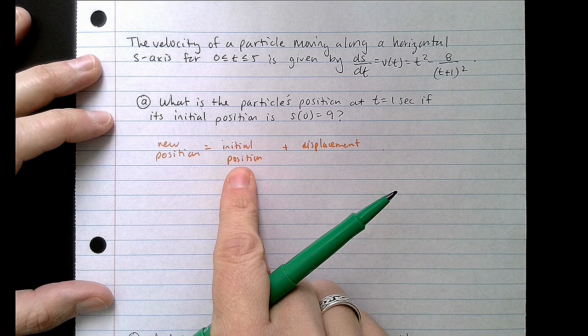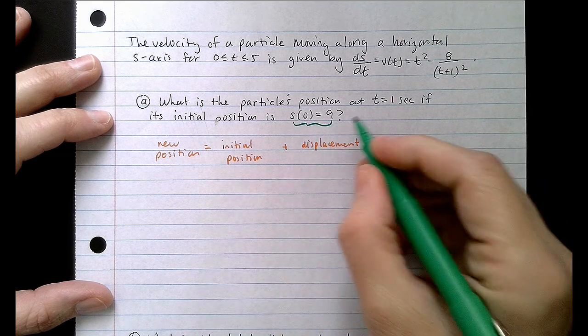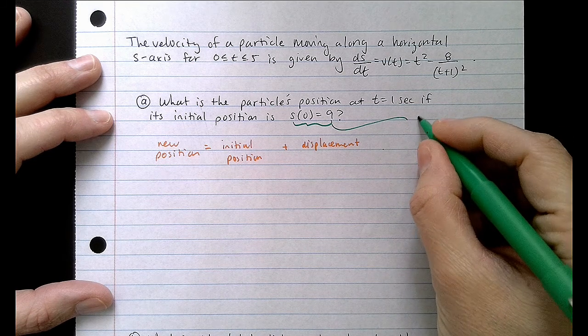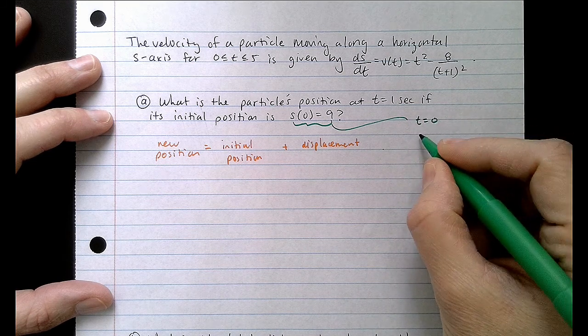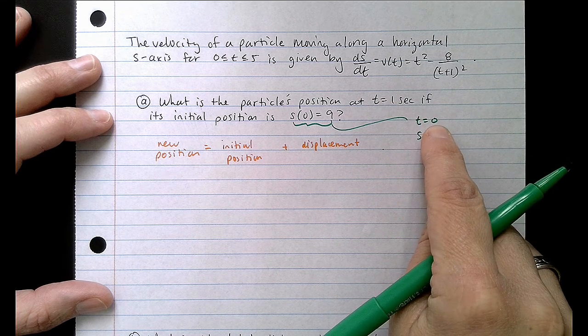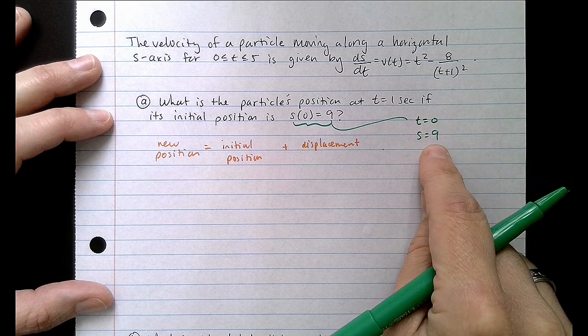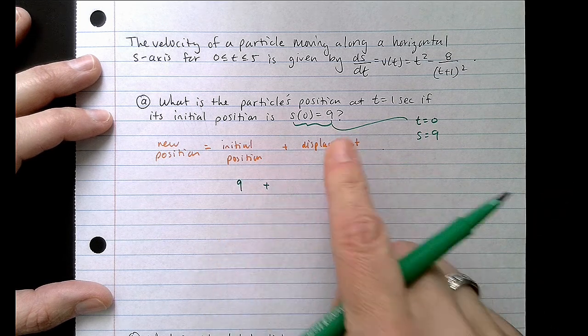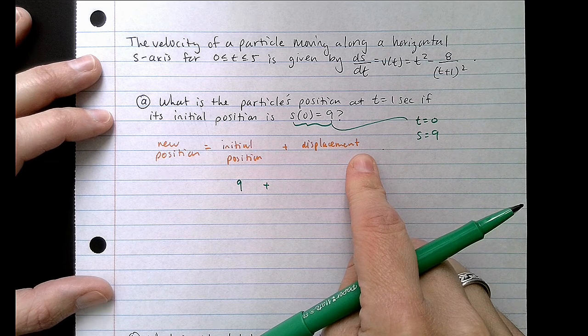We know the initial position is given right here. So let's interpret this. This says if t is 0, then s is 9. So when the time is 0, the position of the particle is at 9. So we're going to say 9 plus displacement. So that's how much it changed.